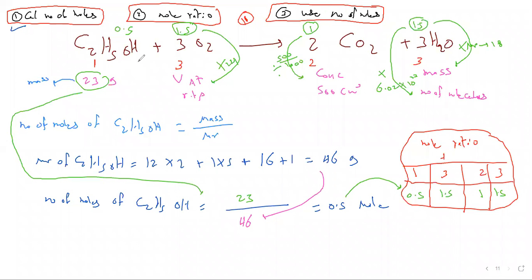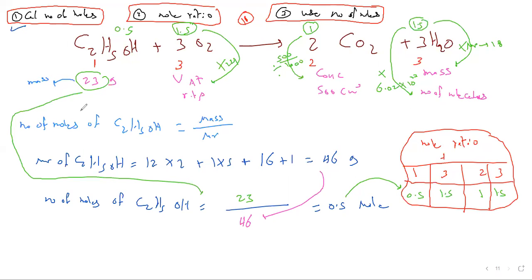In the case of C2H5OH plus 3O2 gives 2CO2 plus 3H2O, we are given only 23 grams of ethanol, and we need to calculate the volume at RTP for oxygen, the concentration for carbon dioxide if we have 500 centimeter cubed of it, and the number of molecules and the mass of water.